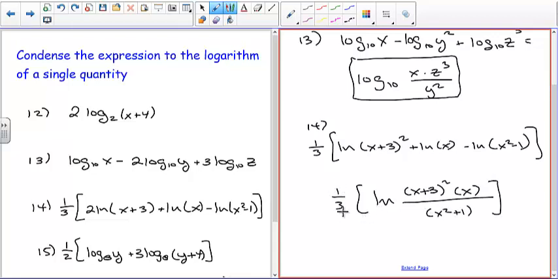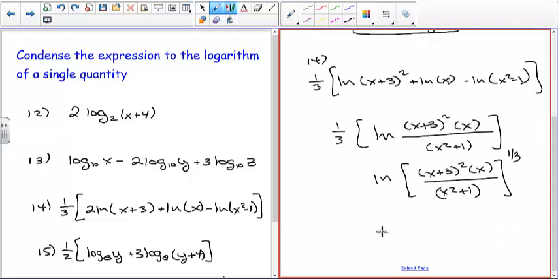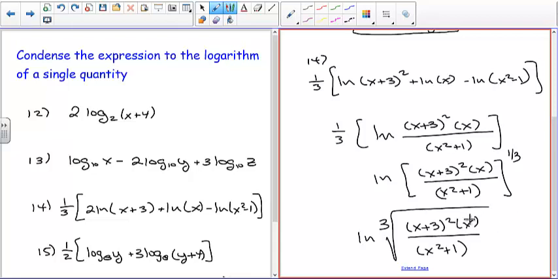And then finally I have this coefficient of 1/3, which applies to the whole thing. So I'll bring this inside, and I'll take everything to the 1/3 power, like that, and then the whole thing is raised to the 1/3 power. But I could go one step further and say it's the cube root. So I have the cube root of x plus 3 squared times x divided by x squared plus 1. And that's your final answer. So this is equivalent to that.